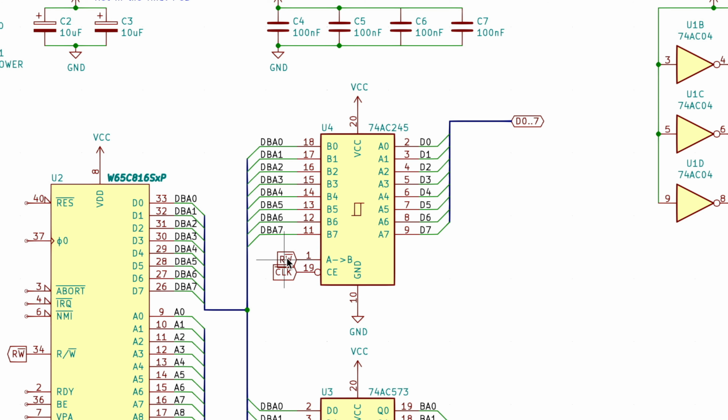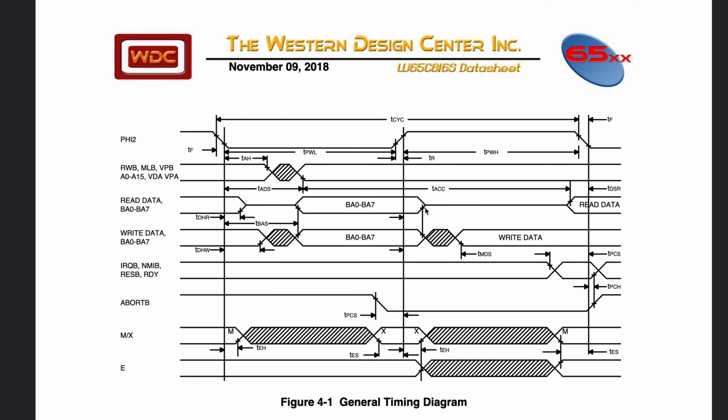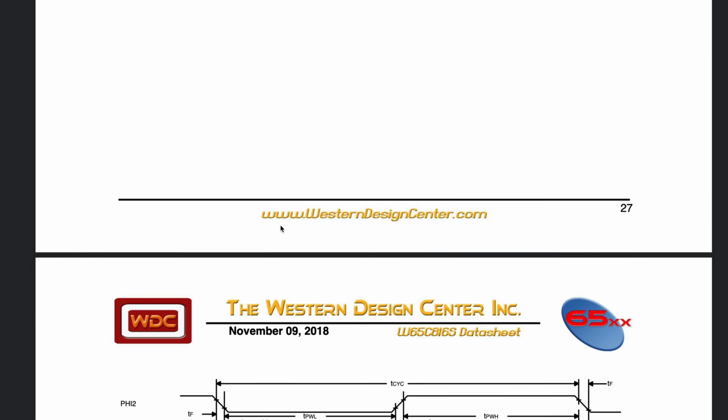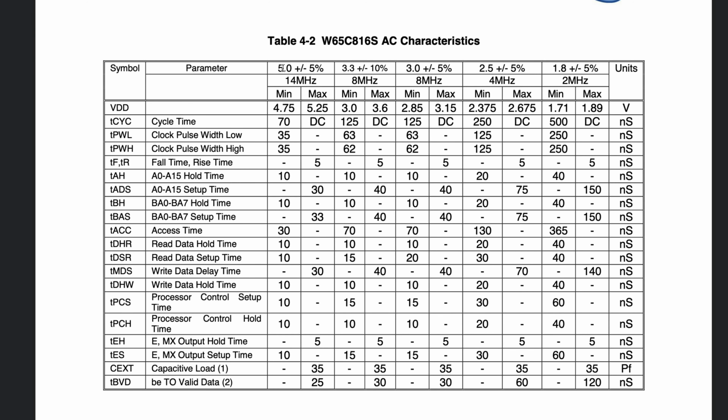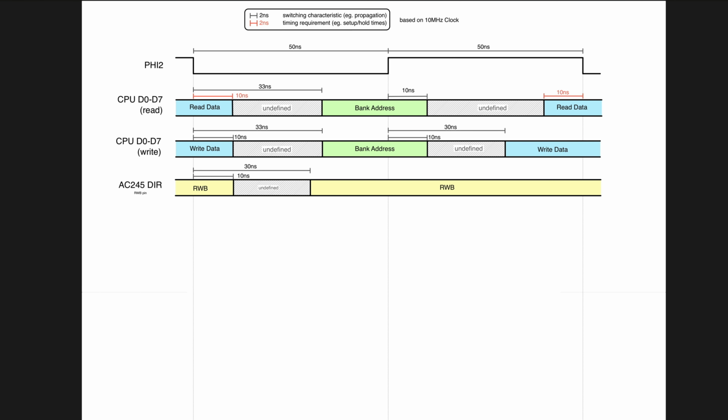As we saw, the direction pin is hooked up to the read-write signal. We can see in the datasheet from Western Design Center that the read-write signal is treated the same as addresses. And so its timing is governed by the TAH and TADS timings, which we can see for CPU at 5 volts are a minimum of 10 nanoseconds and a maximum of 30 nanoseconds. So we can add that to the timing diagram.